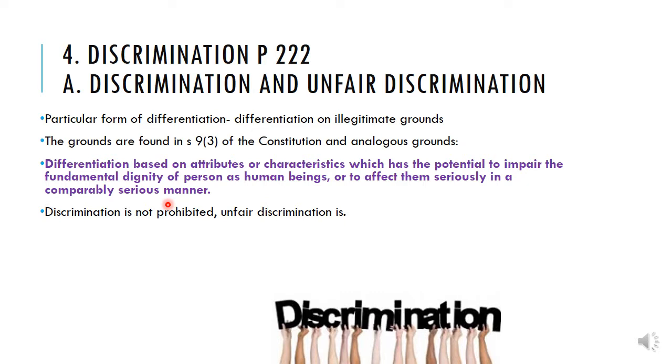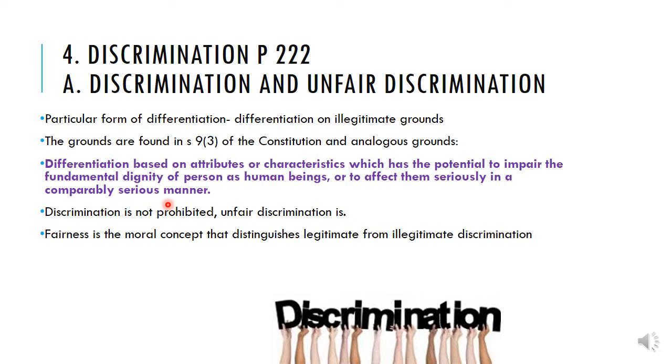Now, discrimination is not prohibited, only unfair discrimination. And that's the important thing to remember. The law can discriminate. There are legitimate grounds on which we can discriminate. For example, a law that differentiates between black and white people places a burden on one group and not the other. It is differentiation on the illegitimate ground of race and therefore discrimination.